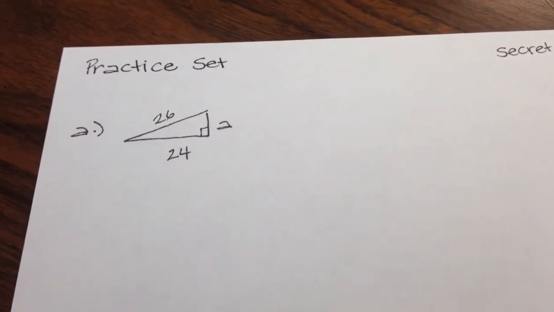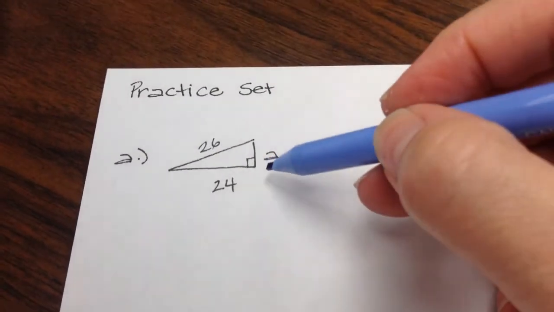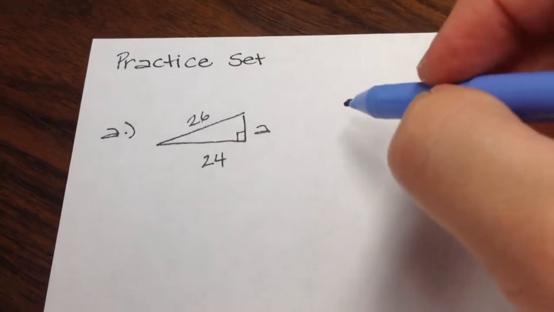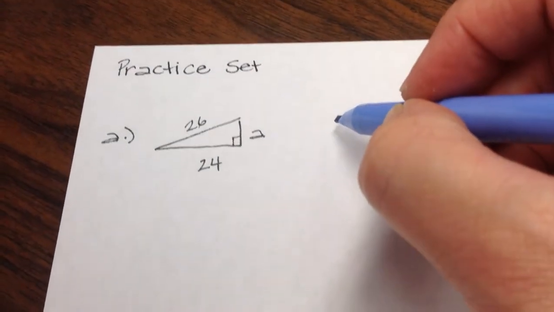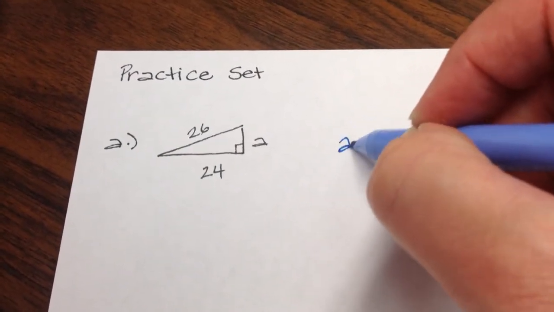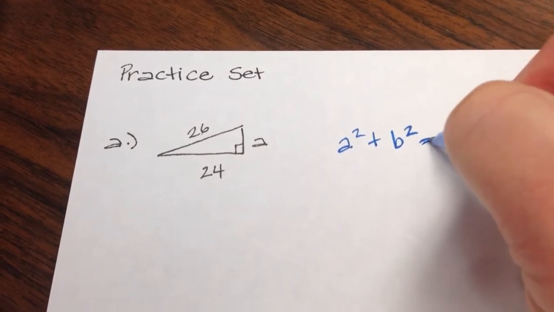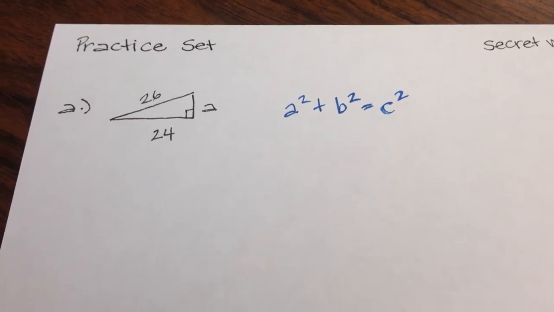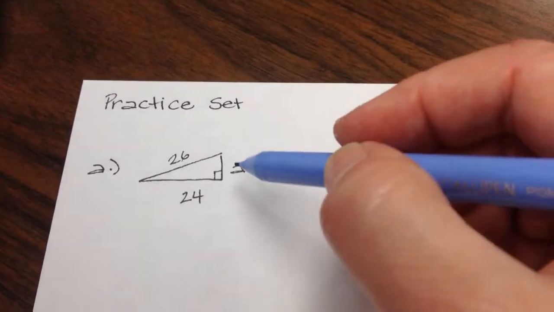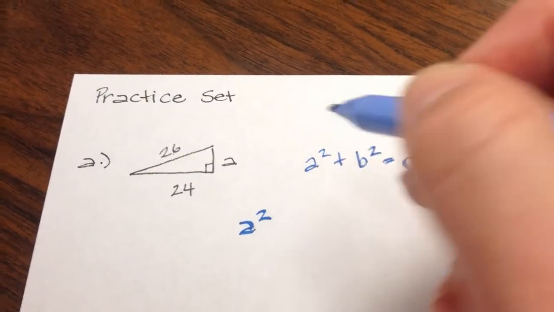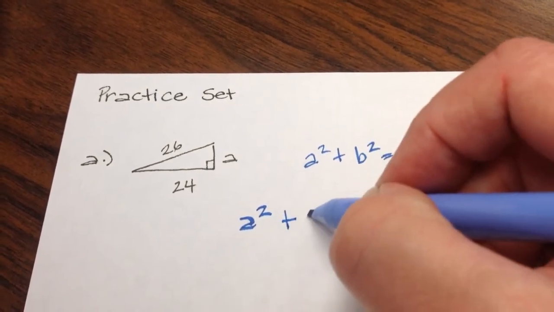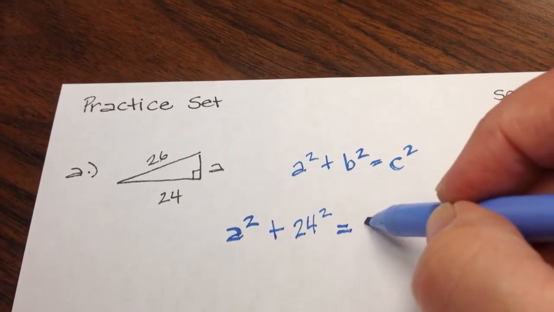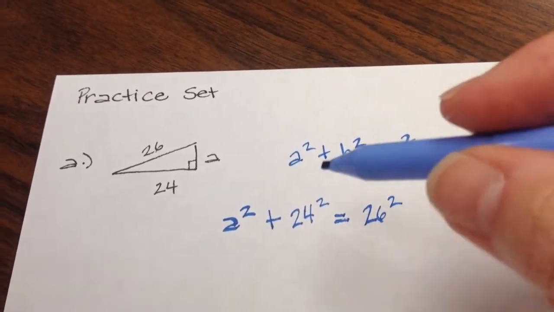All right, practice set. They are going to want you to find the length of A. Well, what am I going to remember? First of all, I want you to write A squared plus B squared equals C squared. You're going to write that so that you start to remember this formula. So I don't know what A is, so I'm just going to put A squared plus 24 squared should equal 26 squared. Well, what's 24 squared?